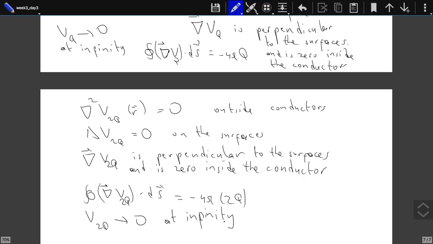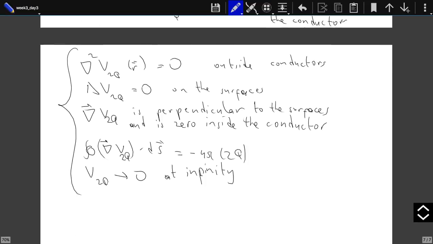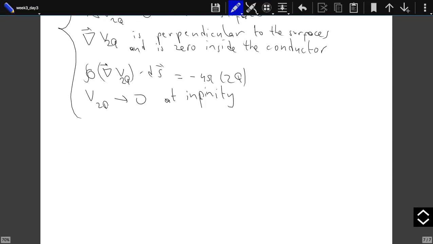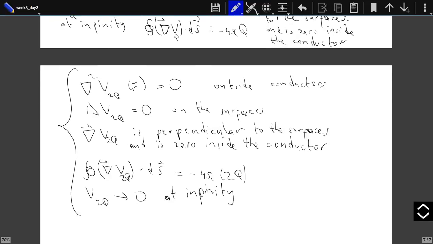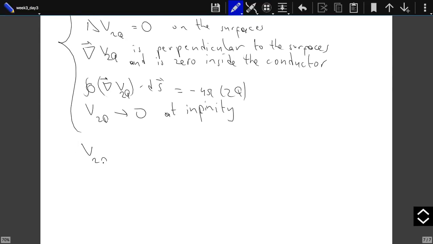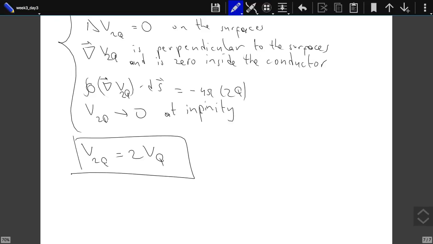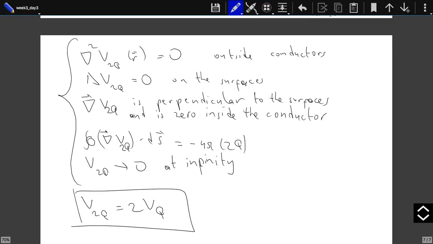Well, the uniqueness theorem states that there is a single function that satisfies the second set of criteria. There is just a single one. Well, let's see if we can guess what that function is. V of 2Q is equal to twice V of Q. You see, this function satisfies all these conditions.